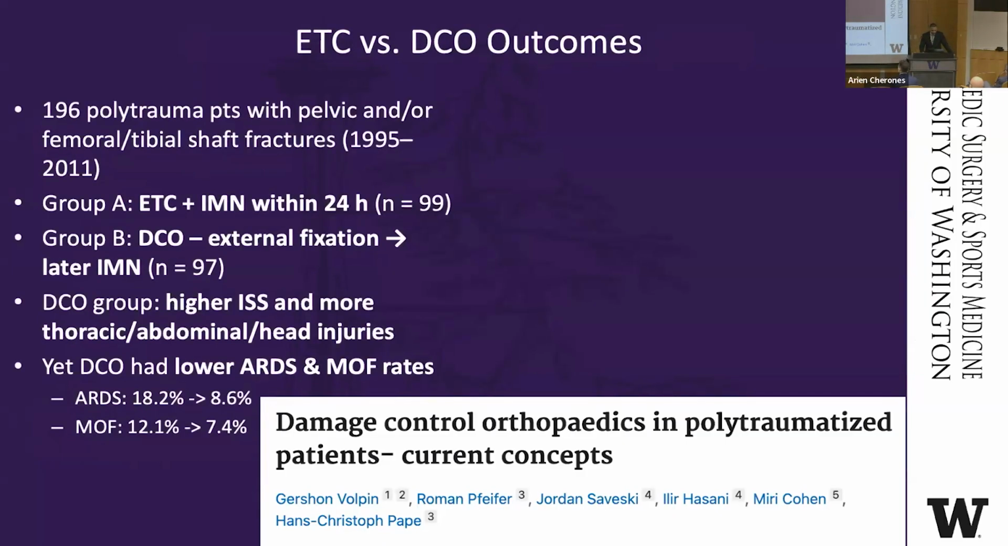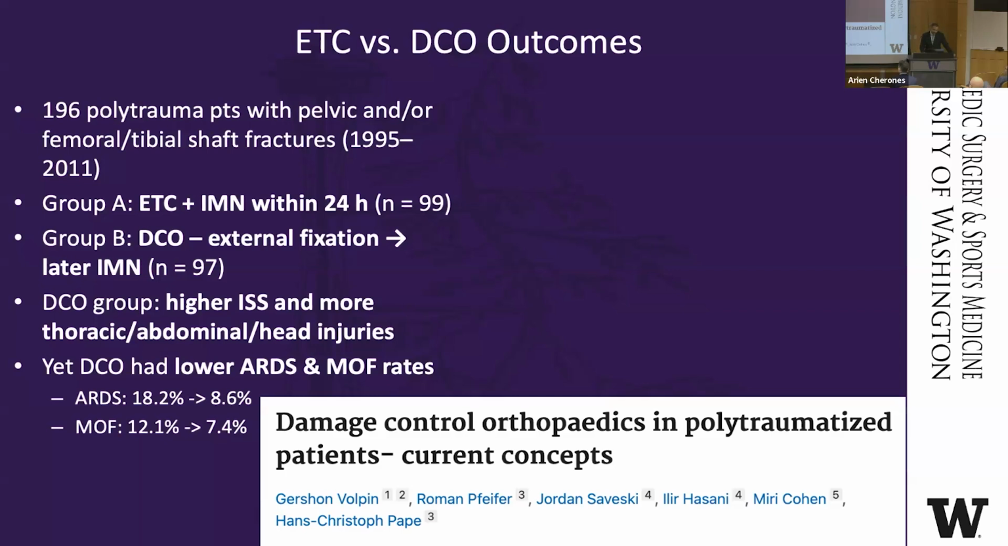Here are some outcomes by Volpin and colleagues. They took 196 polytraumatized patients from 1995 to 2011. They separated them in essentially equal numbers, half and half, and subjected them to early total care with intramedullary nail fixation of the long bone fracture versus damage control orthopedics.